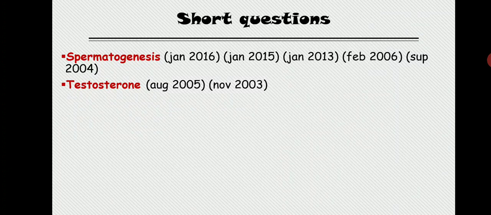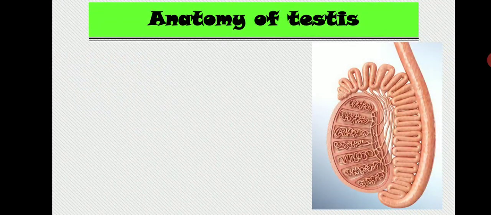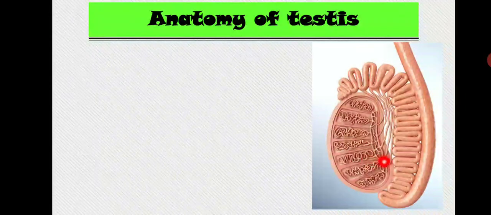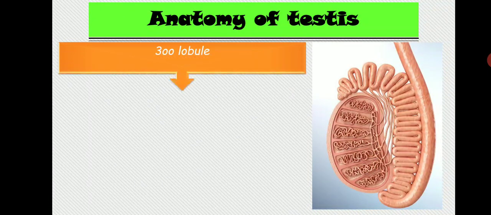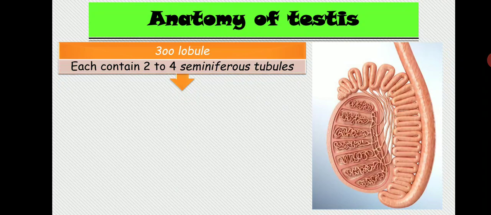First thing first, the anatomy of the testis. As you see in this picture, this is the testis. This testis is made up of various lobules. These are the lobules that are drawn over here. More or less 300 lobules are there in one testis, and each lobule contains 2 to 4 seminiferous tubules.